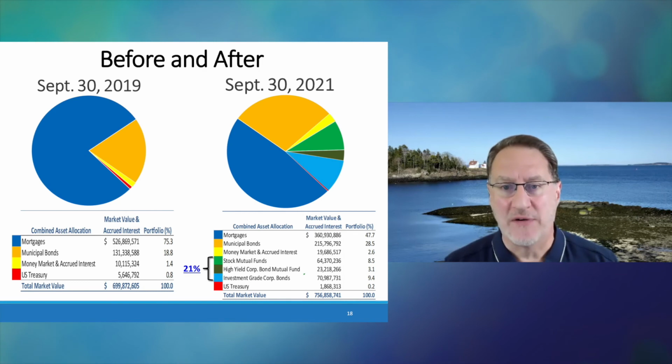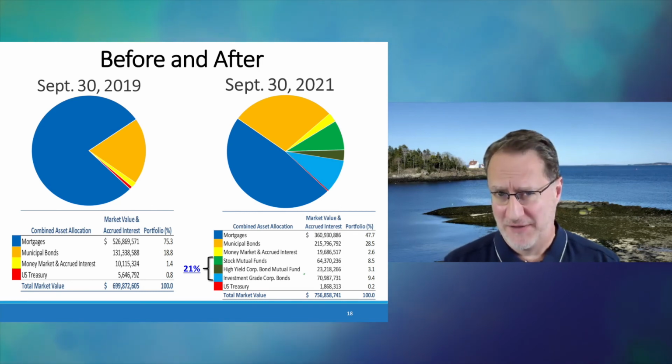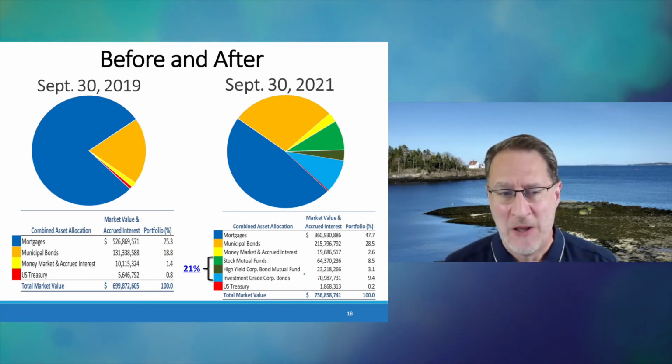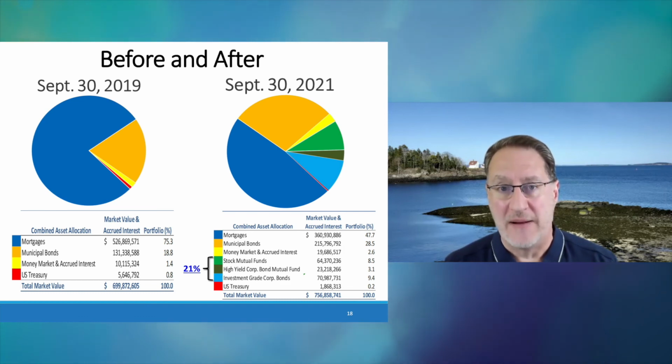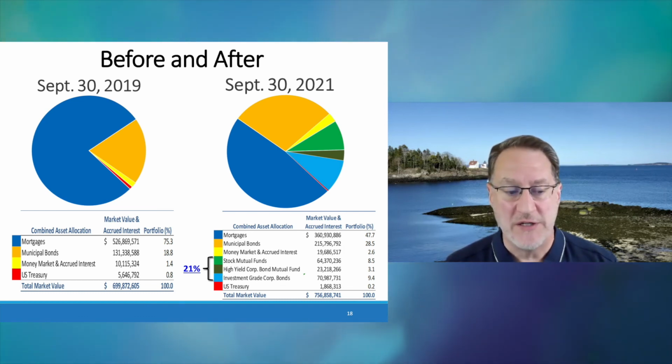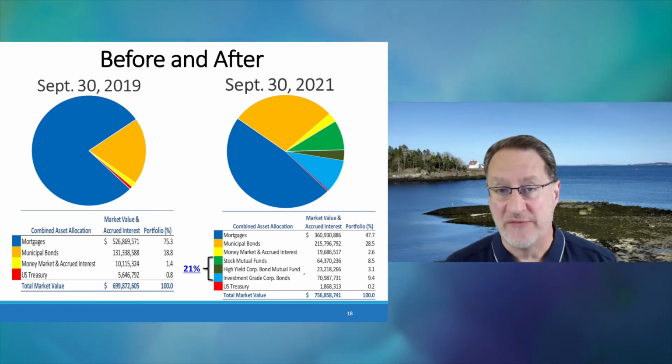So, before and after. What you see here, and again, it's going to look a little different because of the market conditions today, is the portfolio on the left showing you how it looked at the end of their fiscal year, September 30 of '19. Looking at the colors on the bottom left of this exhibit, you can see US mortgages, muni bonds, cash, and some US Treasury, a very limited conservative portfolio.